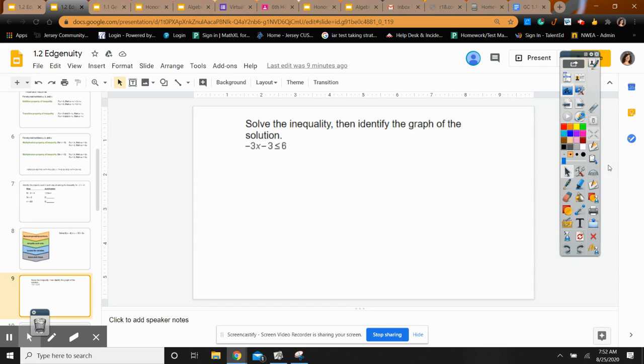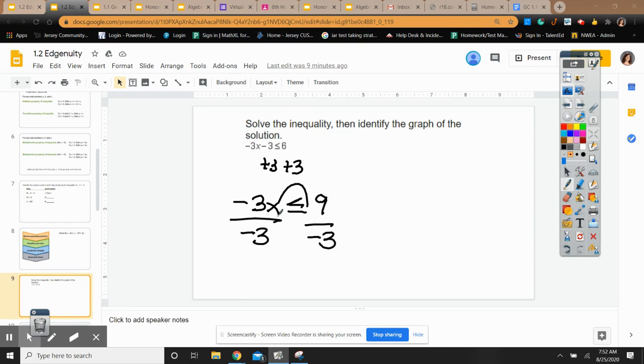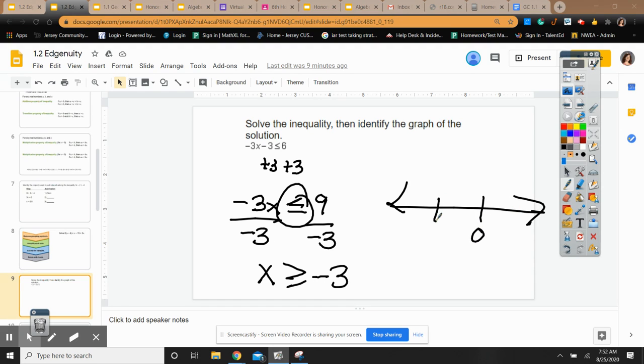Okay, here's another inequality to practice. First, we will add the 3. And I get negative 3x less than or equal to 9. You divide both sides by negative 3, which does cause problems because you're multiplying or dividing by a negative. We will flip the sign to go the other way. Negative 3. Here's 0. Here's negative 3. Solid circle at negative 3 because it can equal negative 3. Everything shaded to the right.